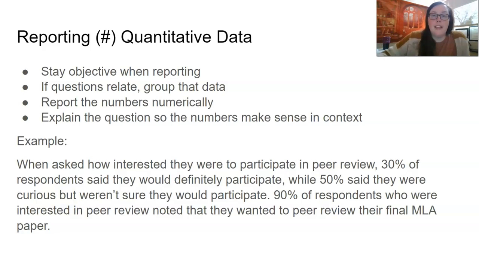If questions relate, group that information just so that you can keep similar topics next to each other as you're reporting those results. You want to report numbers numerically. What I mean by that is if you have a number, type the number. Don't type the word of the number like 9, N-I-N-E. Don't do that. Just push number 9 on your keypad as you're reporting those numbers. Also, explain the question so the numbers make sense in context.